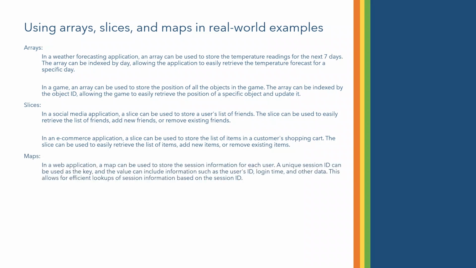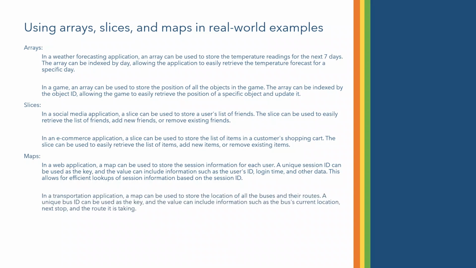Maps. Basically, in a web application, a map can be used to store the session information for each user. A unique session ID can be used as the key, and the value can include information such as user ID, login time and other data. This allows for efficient lookup of session information based on the session ID.